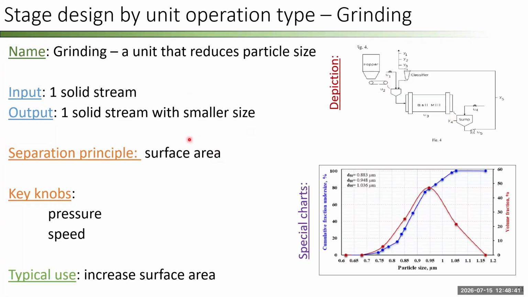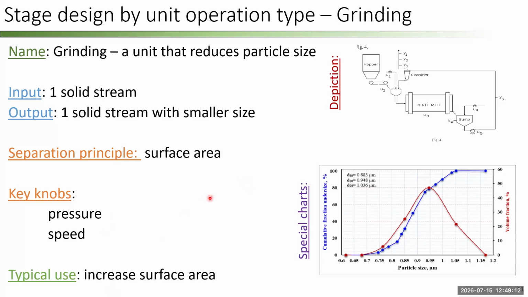And the key thing that we are trying to do here, we're not separating, but we're trying to enhance the surface area. Okay. So the key knobs that we can turn in designing our grinding sets are our pressures. So if I'm doing ball milling or think mortar and pestle, how hard I'm pushing on it, as well as maybe speed in terms of how fast I'm running my blender.